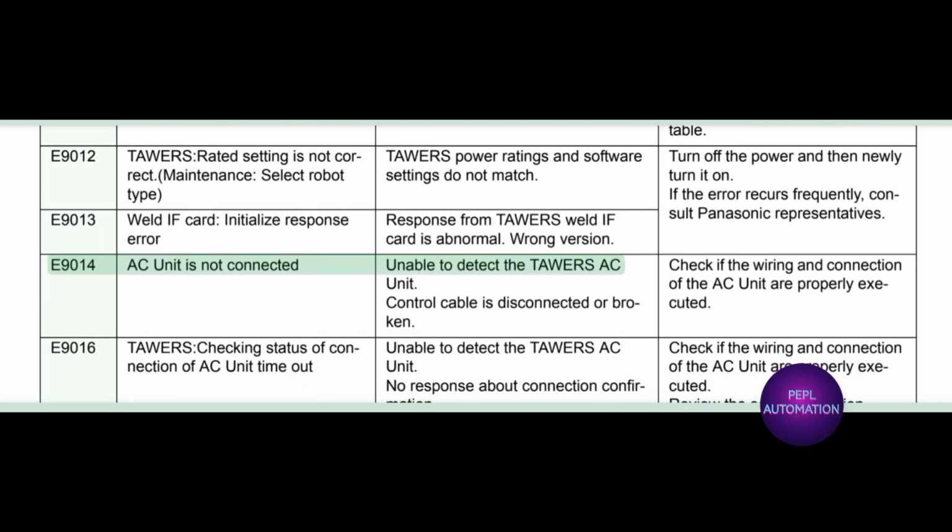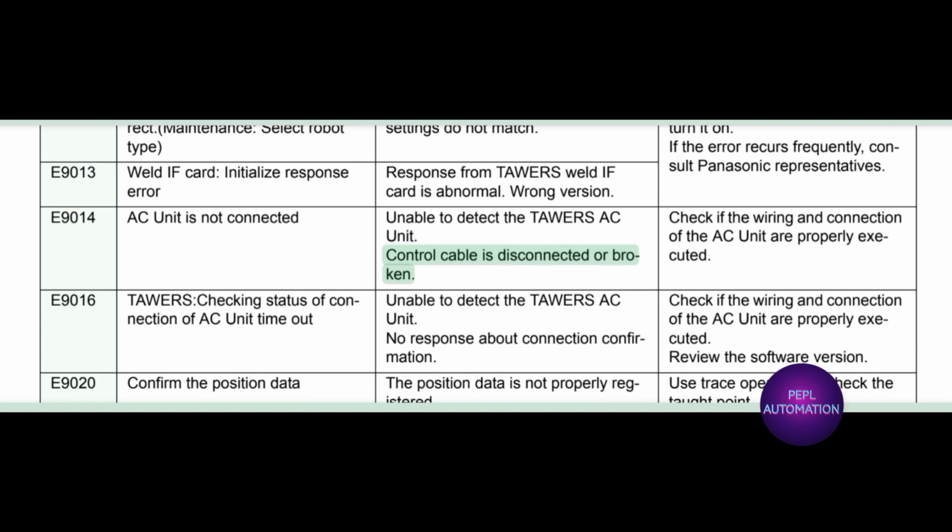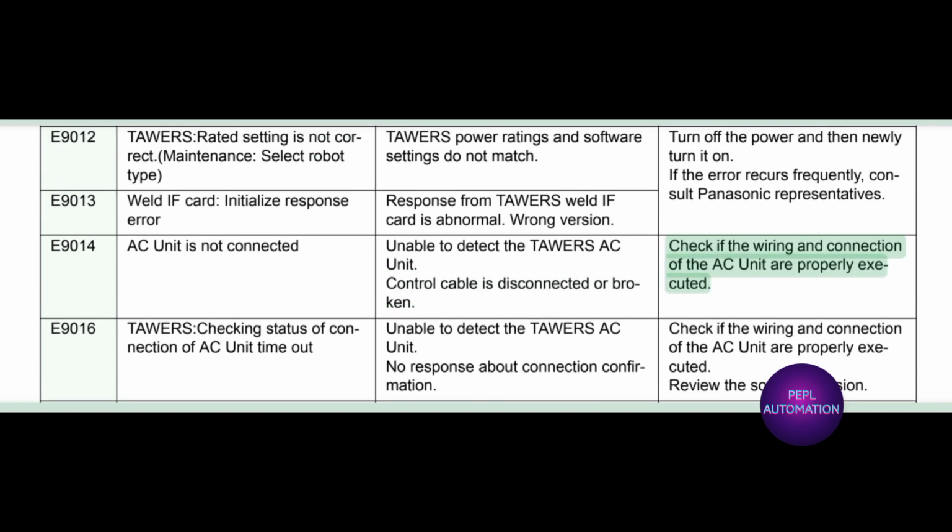E9014, AC unit is not connected. Unable to detect the TAWERS AC unit. Control cable is disconnected or broken. Check if the wiring and connection of the AC unit are properly executed.